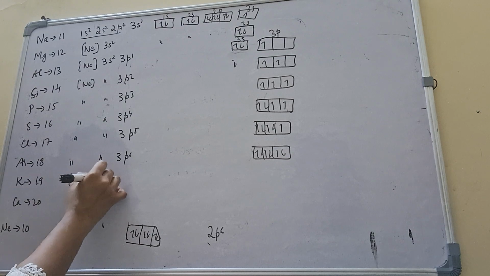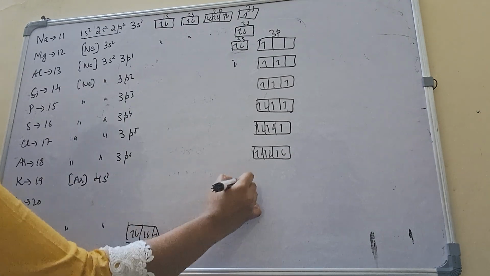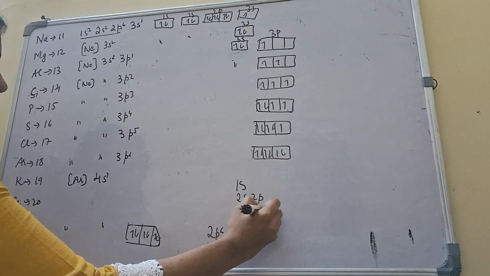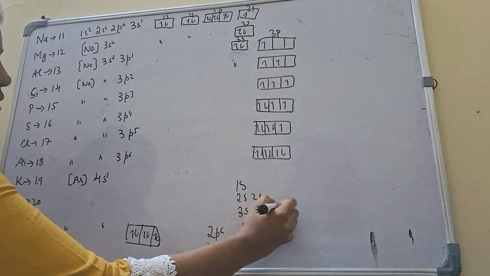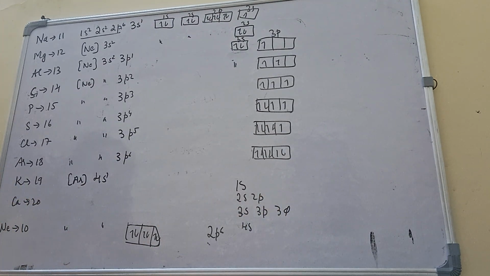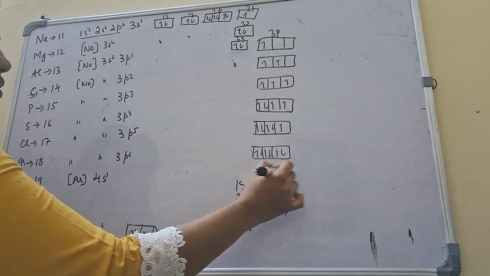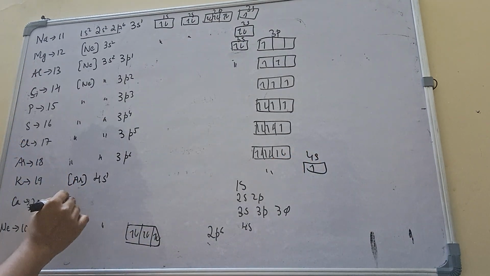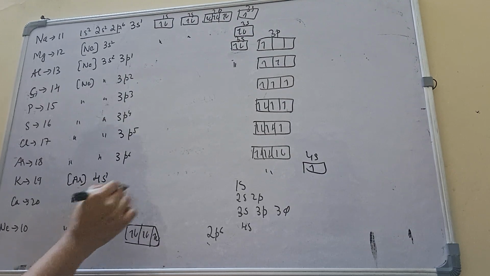The next will come to 4s. Look at that diagram. You had 1s, 2s, 2p, 3s, 3p, and then it was 4s. After that it was 3d. Correct? So it goes to 4s. So in the 4s you will have 1 electron for potassium, and for calcium it is argon and 4s2.